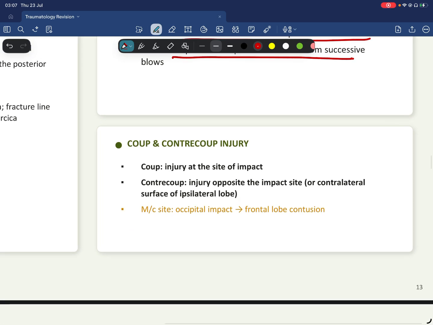Coup and contrecoup injury. Coup injury occurs at the site of impact, whereas contrecoup injury is opposite to the site of impact. Most common is occipital impact leading to frontal lobe contusion. It is less commonly seen in frontal impact due to the smoother surface of the frontal bone.